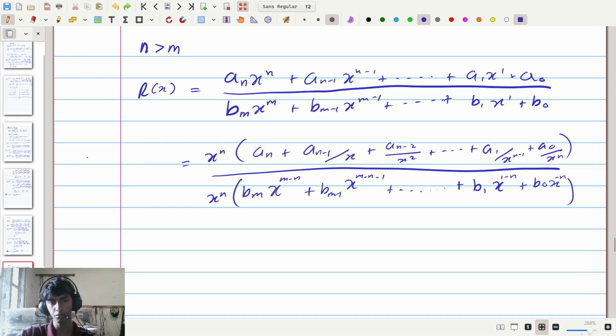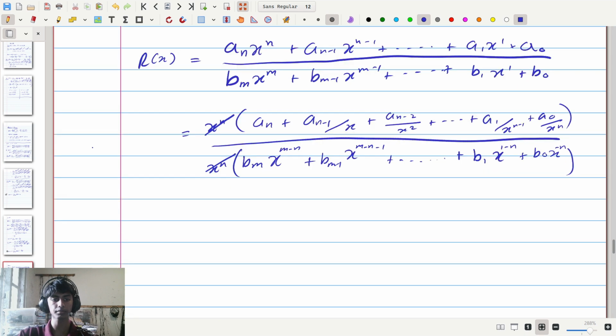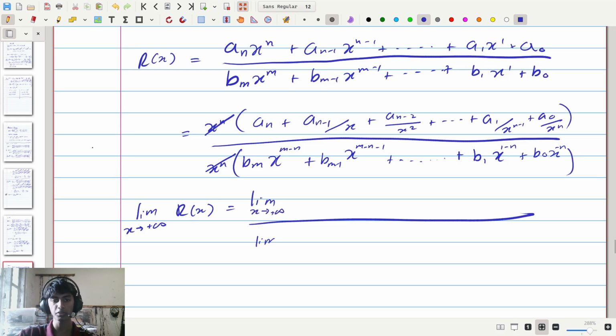Now we can of course cancel out these two x to the power of n's here, because x is not 0 for the limits we are going to be considering. And now we can consider the limit as x approaches, first we'll do positive infinity, of R(x) on the left. This is equal to the limit of the top divided by the limit of the bottom. On the numerator we have a constant a sub n plus a sub n minus 1 divided by x plus a bunch of other terms with negative powers, and the very last term, a sub 1 divided by x to the power of n minus 1 plus a sub 0 divided by x to the n.